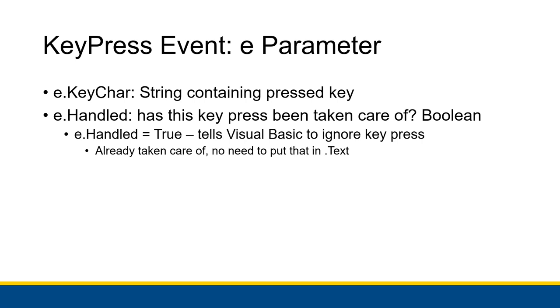For example, e.KeyChar, the KeyChar property of E, is a string containing the pressed key. It's the character that the user is trying to type into the text box. For example, if I have a text box on my circle area program and I try to press the letter K, then e.KeyChar would get a string containing the letter K, either uppercase or lowercase, depending on if I'm trying to do an uppercase or lowercase K.